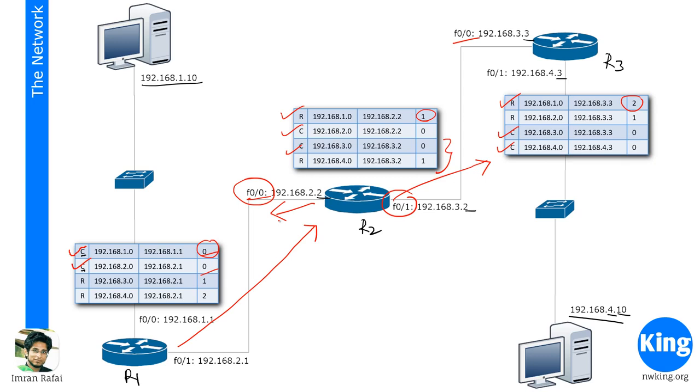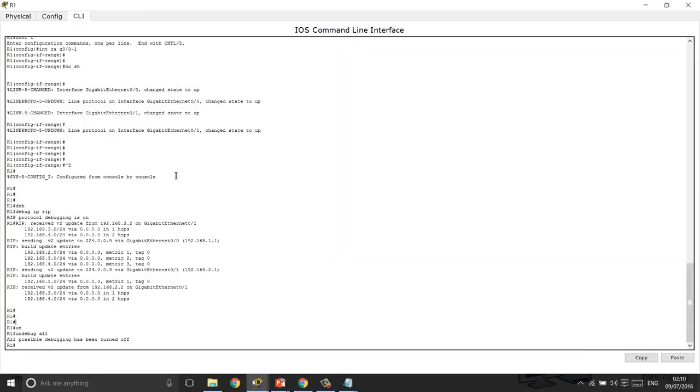Now, if you go back to Packet Tracer, you will see that router 1 is receiving an update from 2.2. What are the networks it is sending? It is sending 3.0 and 4.0. It did not send 1.0 because it's receiving from router 2, 2.2, and the 1.0 and 2.0 networks were learned from this very interface, right? So it's only sending updates about 3.0 and 4.0.